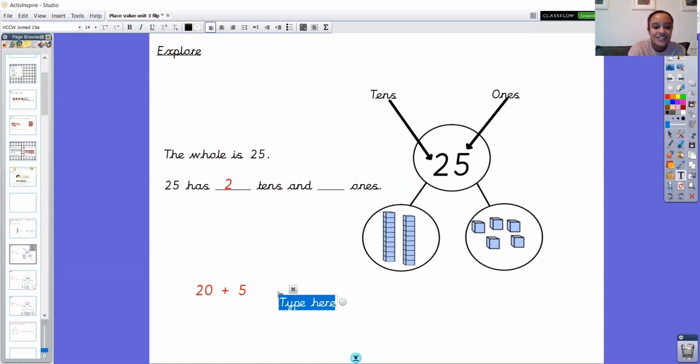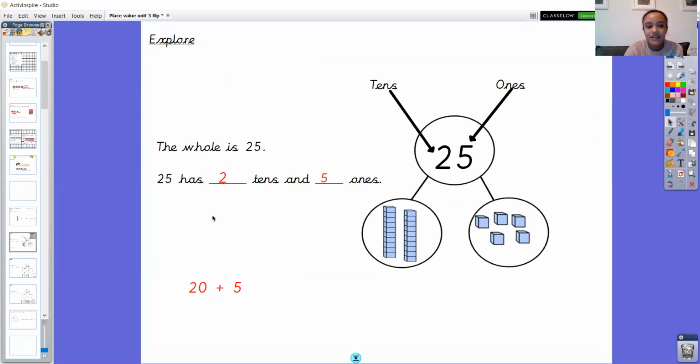Do you think you can say that with me? If I say it first and then you say it with me after. The whole is 25. 25 has two tens and 5 ones. Okay, right, with me. The whole is 25. 25 has two tens and 5 ones.